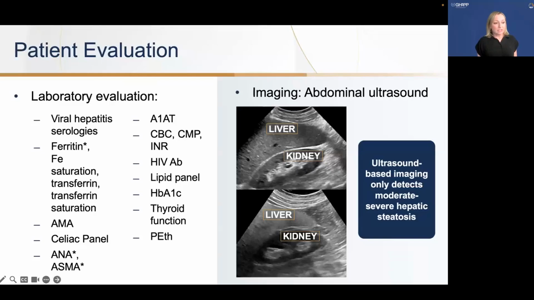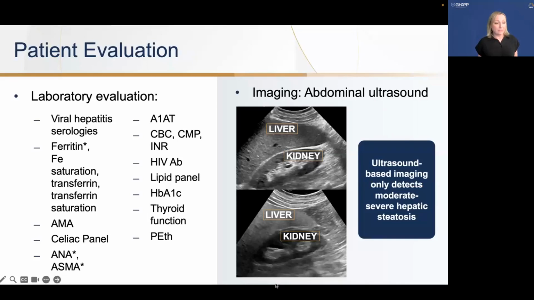And the top picture here is a healthy liver and then a kidney. And so they're very similar. A healthy liver should look very similar in the grayscale contrast to a kidney. And then in the lower picture, you'll see the increased echogenicity of the liver. It's grayer. It makes the kidney look darker. And that's a sign of steatosis.